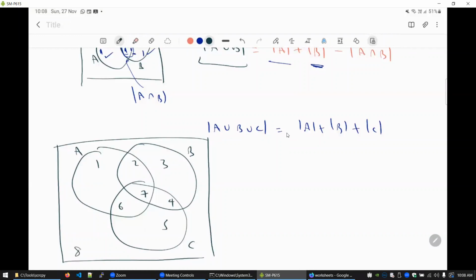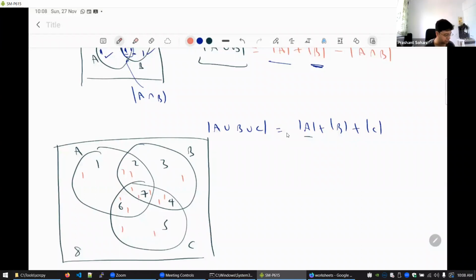Okay. So when we are counting A, we are counting 1, 2, 6, and 7. Then when we are counting B, we are counting 2, 3, 4, 7. And when we are counting C, we are counting 4, 5, 6, 7. We see that the regions which are shared by exactly two of these circles are being counted twice. So we need to subtract those regions. So that is A intersection B, B intersection C, and C intersection A. So we subtract those.